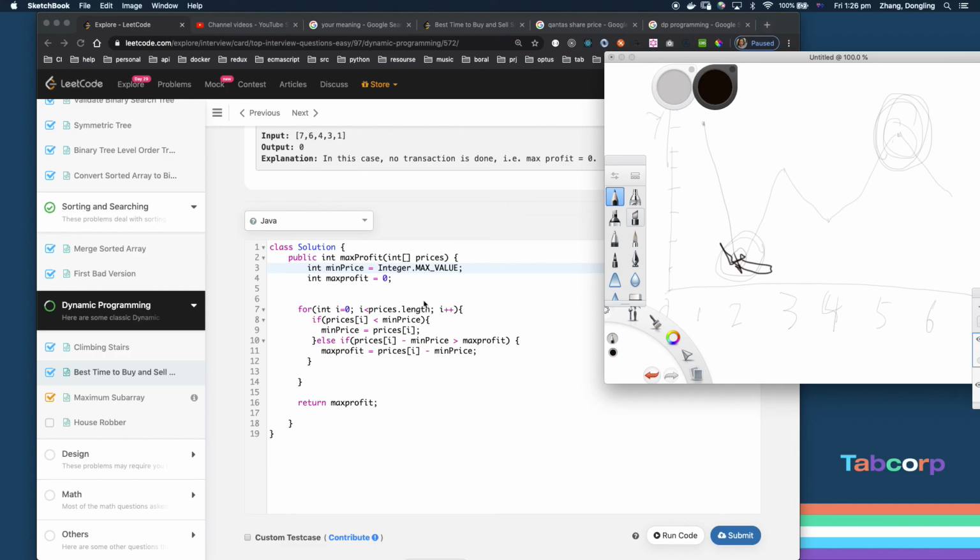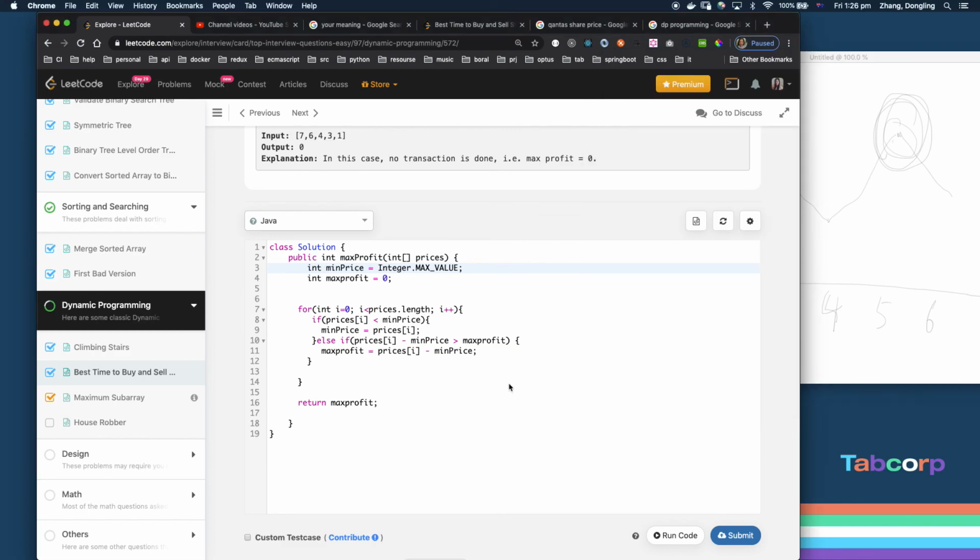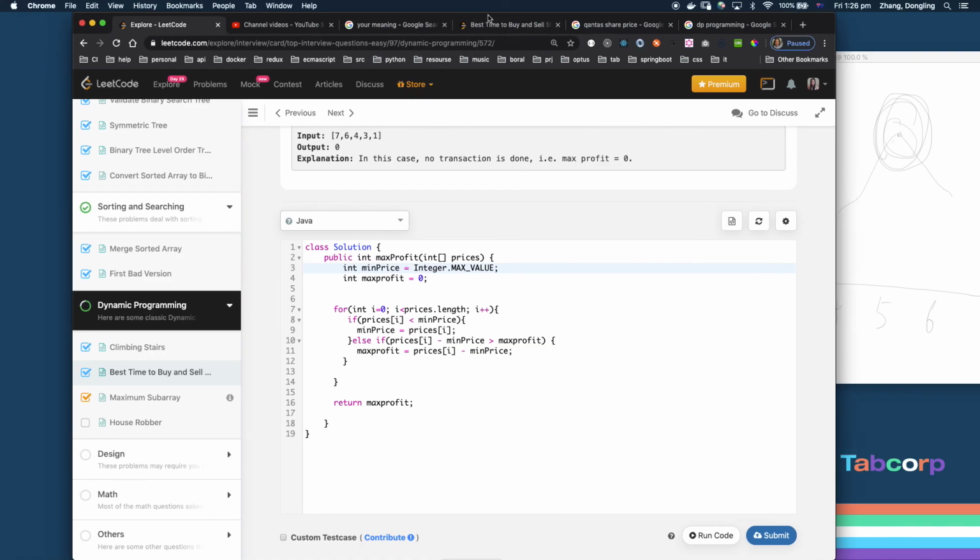But since this one is written from the diagram, rather than just looking at the code, I think it makes it more friendly.